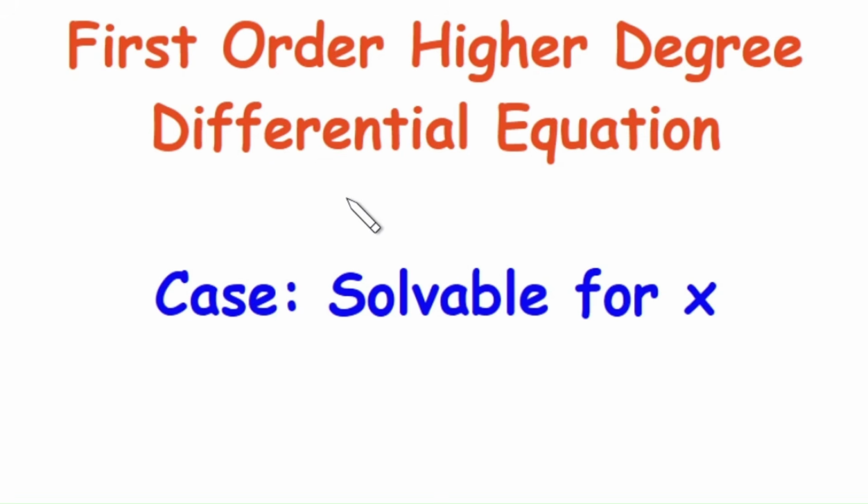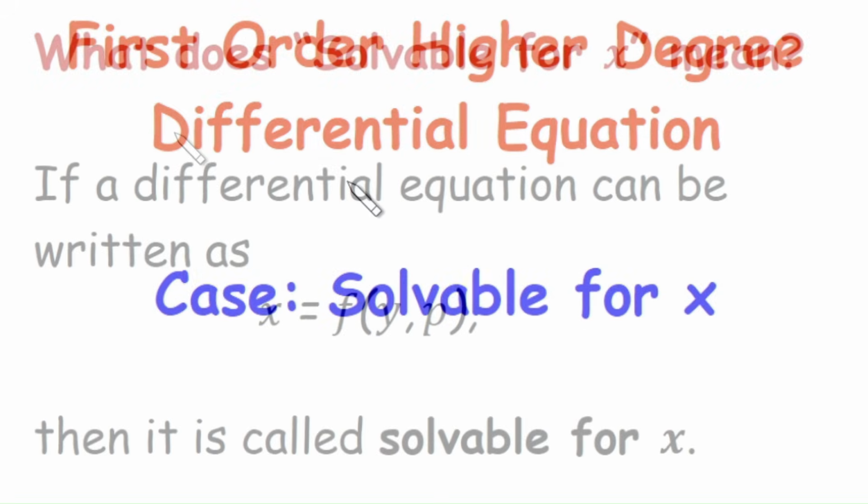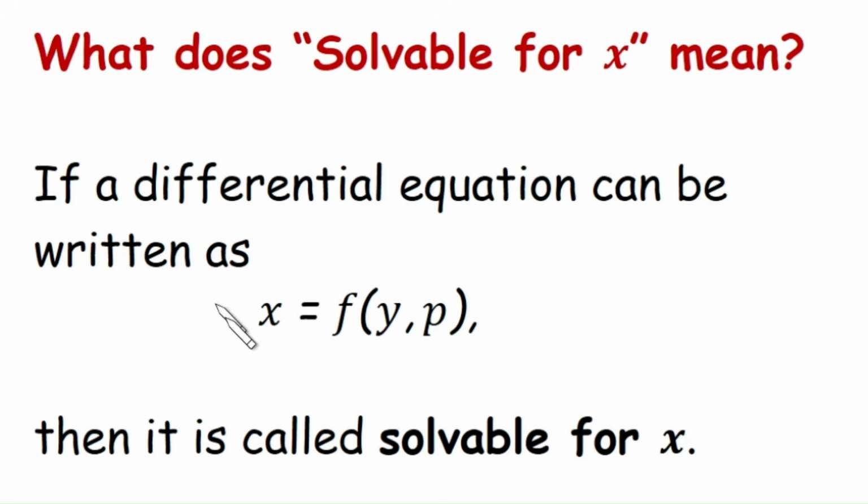Now, what does solvable for x mean? If a given differential equation can be written in this form, that is x can be written explicitly in terms of y and p, then this is called a differential equation which is solvable for x. Now, what is the main idea behind this?